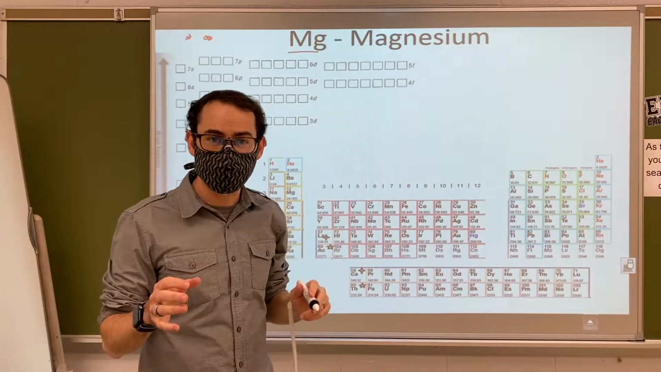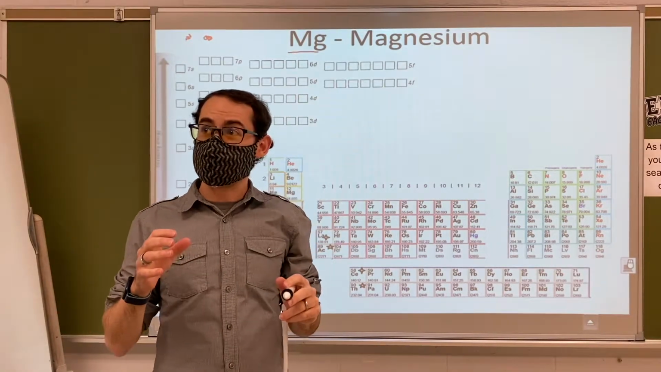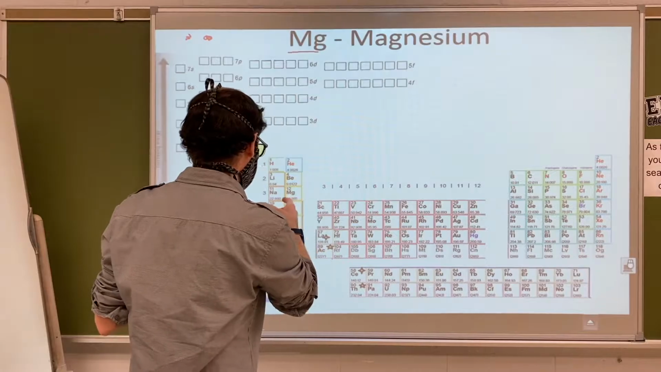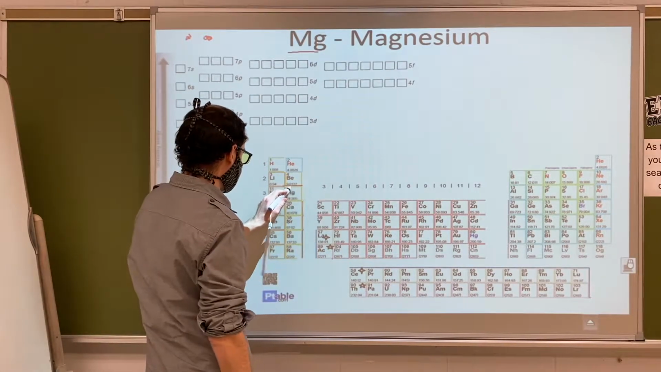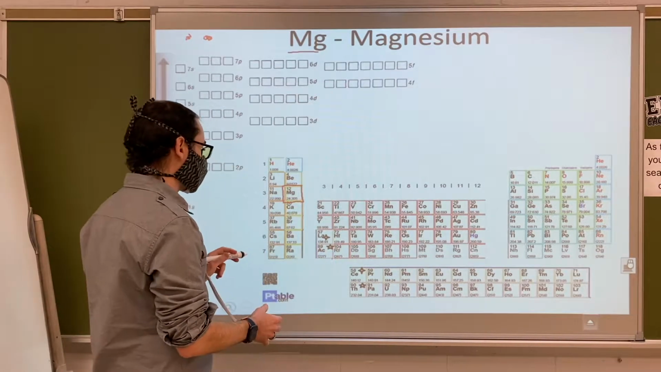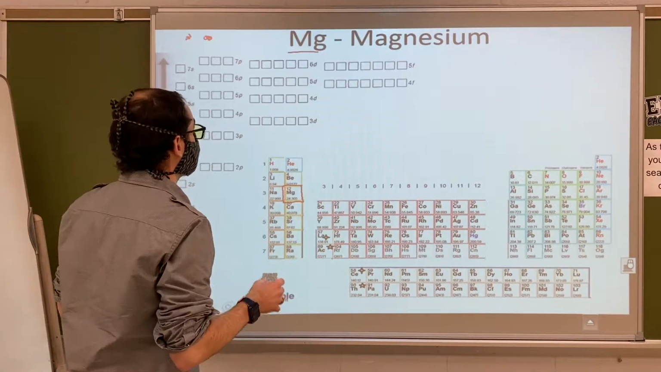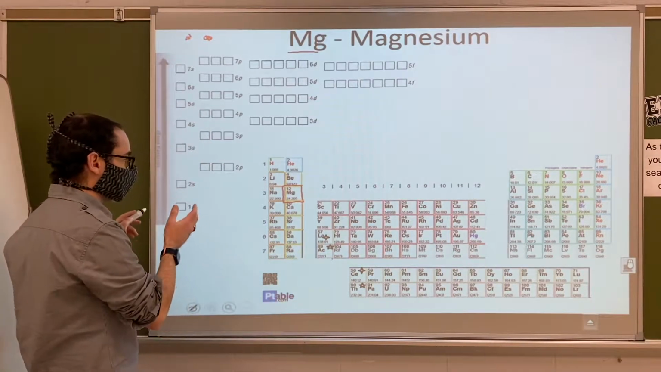The first thing that you need to know is how many electrons magnesium has. So I'm looking at the periodic table. It is number 12, so it's going to have 12 electrons. Okay, so now that we know it has 12 electrons, let's start filling them in.